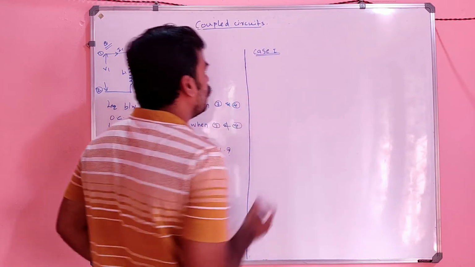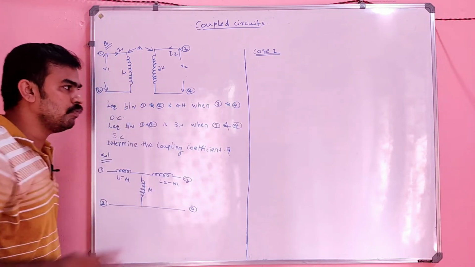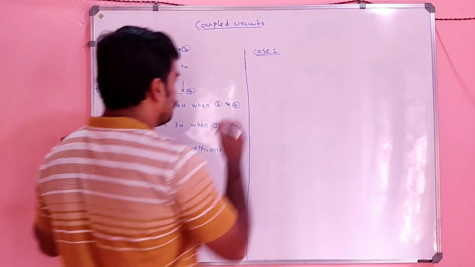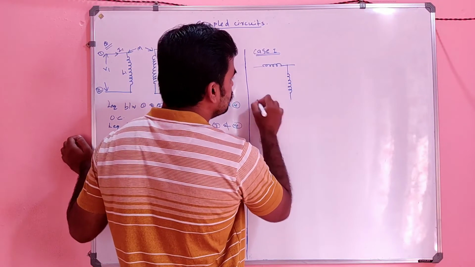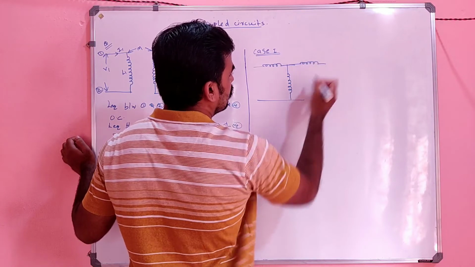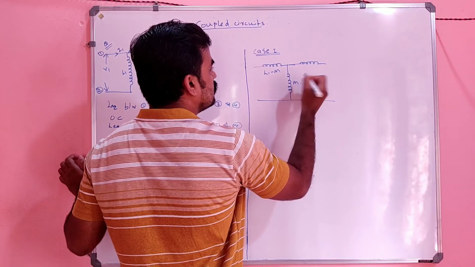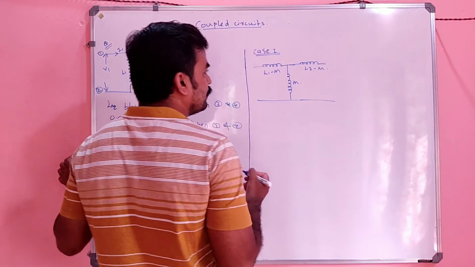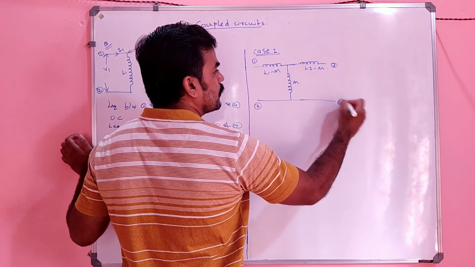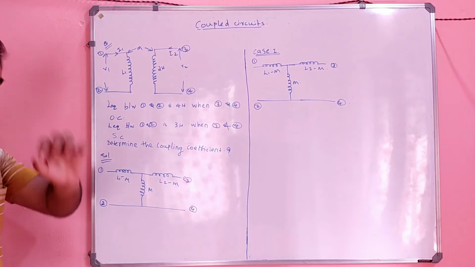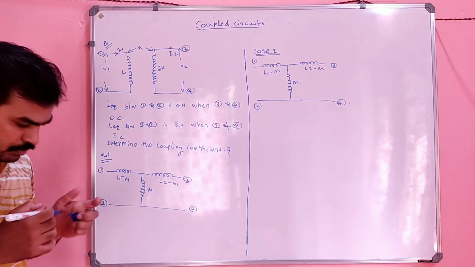What is case 1 here? L equivalent between 1 and 2 is 4 Henry when 3 and 4 are open circuited. That means in this figure, listen very carefully. This is L1 minus M, this is M, and this is M. Between 1 and 2, 3 and 4. It is given in case 1 that L equivalent between 1 and 2 is 4 Henry when 3 and 4 are open circuited.